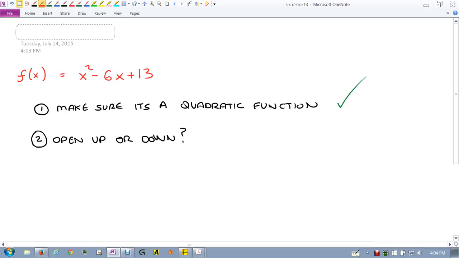You're saying up? Why? Because the A is 1, and that's a positive number. A is the number in front of x squared, right? That's your A. In fact, let's just write down A, B, and C, because we may need all those. 1, negative 6, and 13.